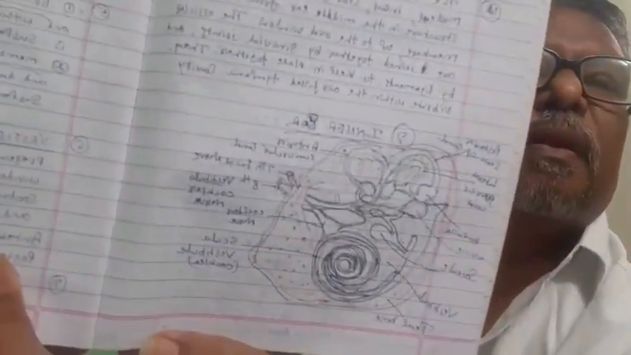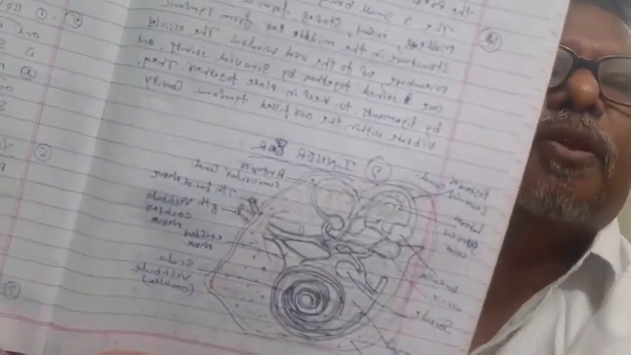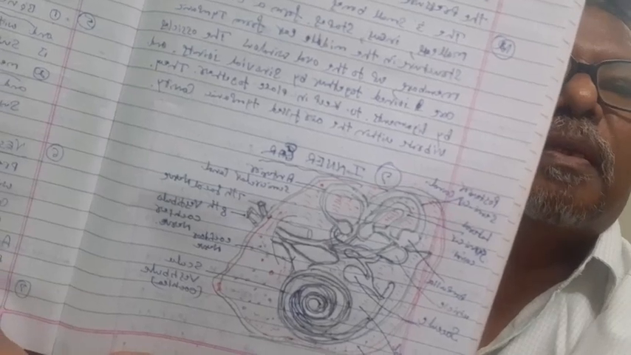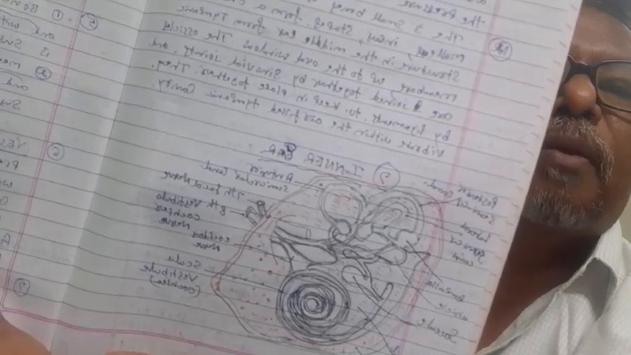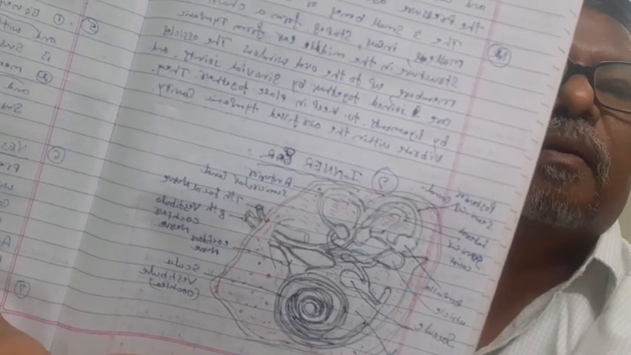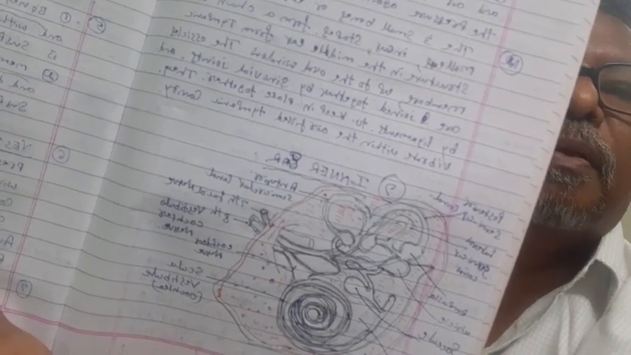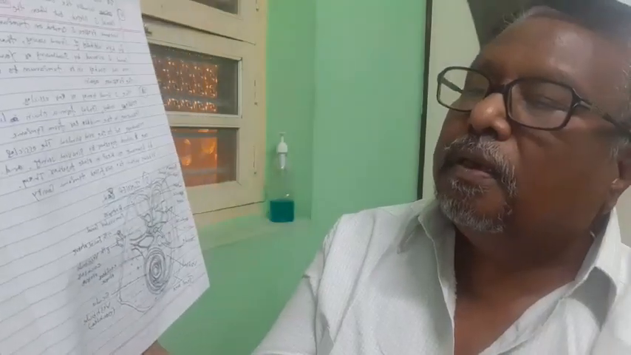If you go through the figure in the notes which I have given, it will be very clear to you. This portion is the inner ear. The upper portion is the semicircular canals, and below are the vestibule and the cochlea, and there are nerve endings, the 7th facial nerve and the 8th vestibulocochlear nerve, present here.